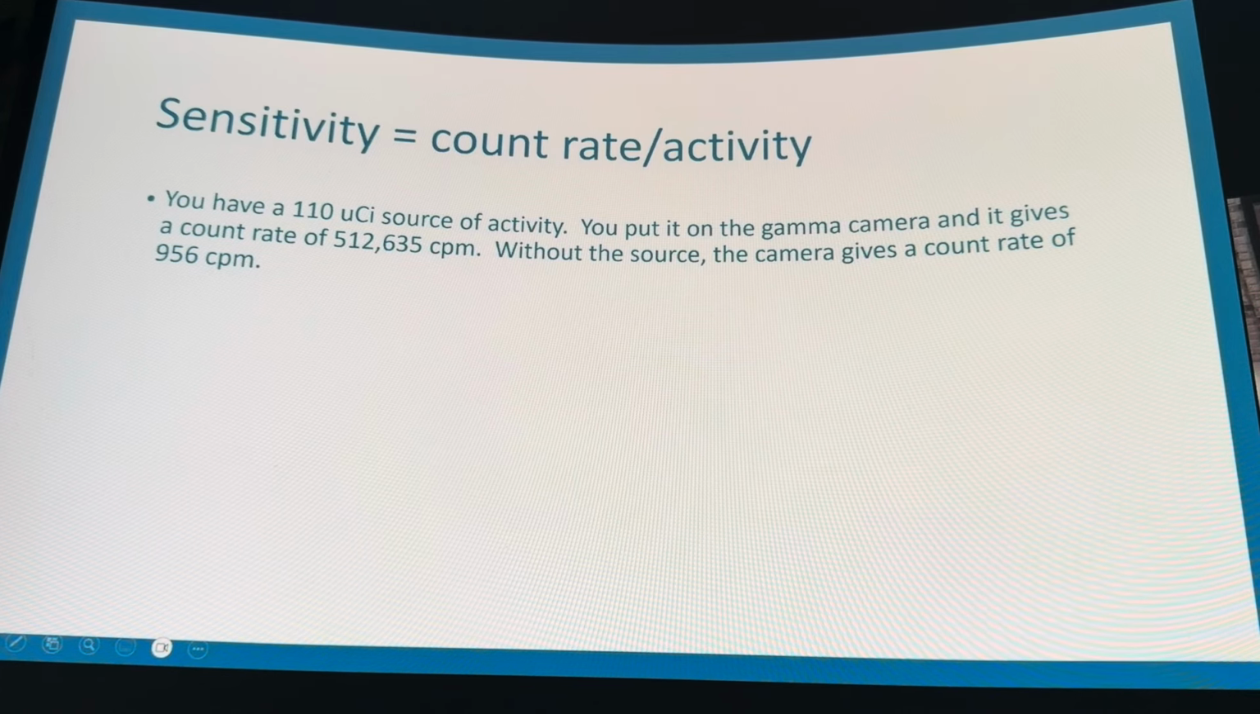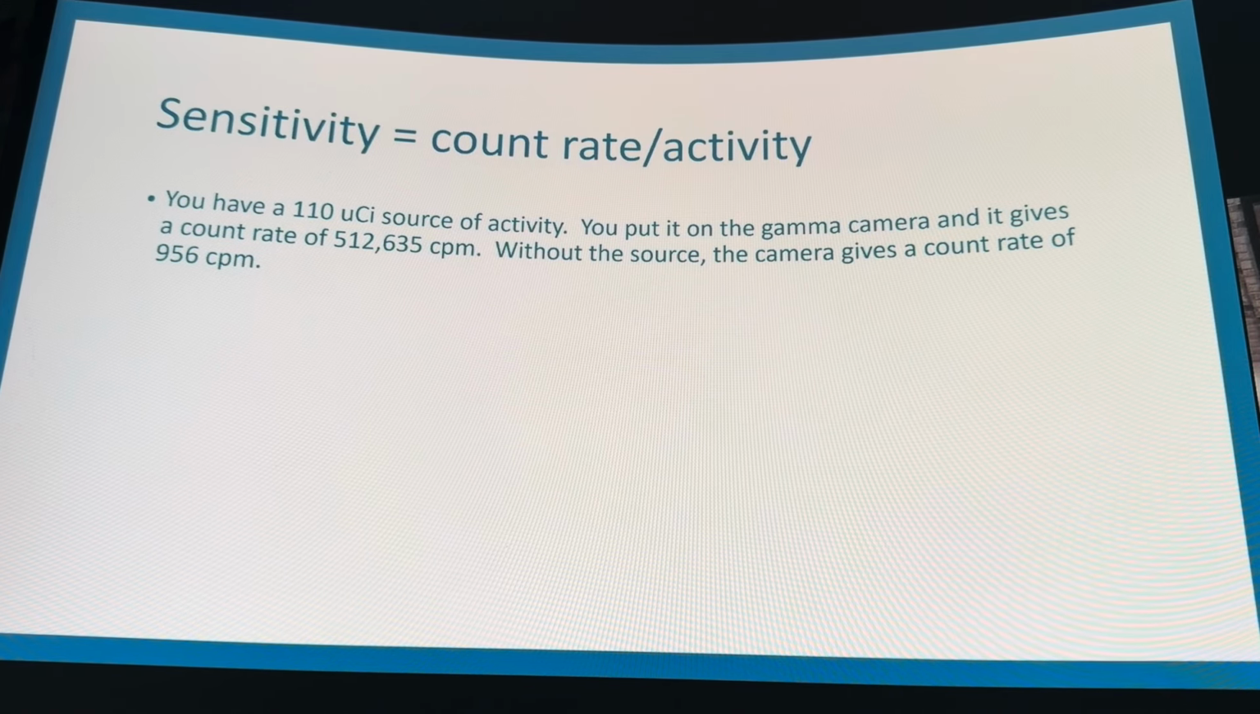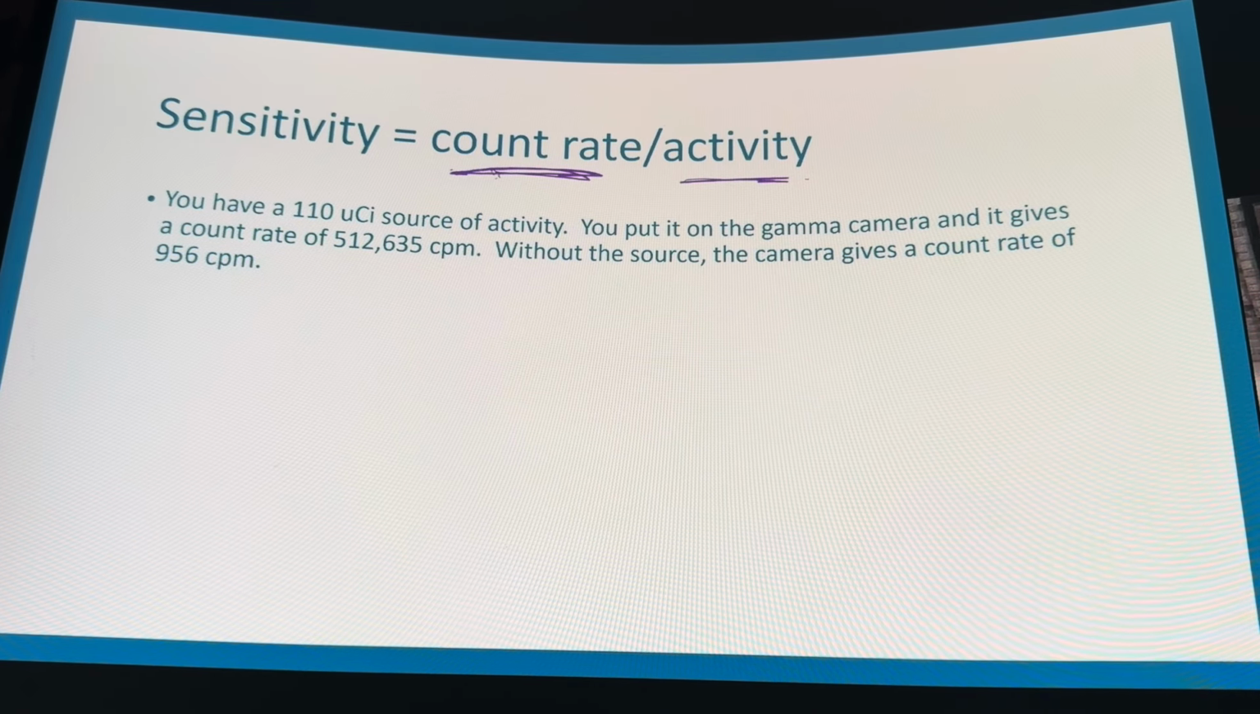All right, sensitivity. When you think sensitivity, think, what is the count rate per the amount of activity I'm giving? So it could be counts per minute or counts per second in the numerator, and it could be millicuries, microcuries, becquerels, kilobecquerels, any unit of activity in the denominator.